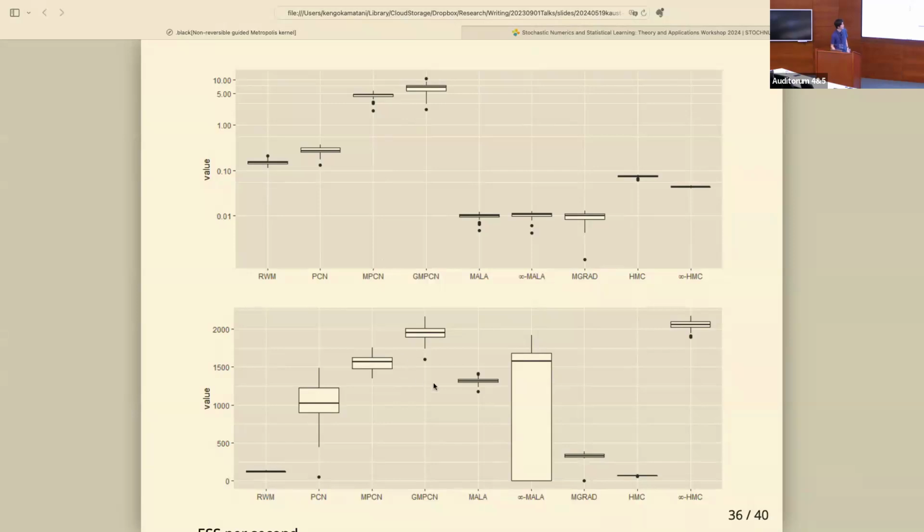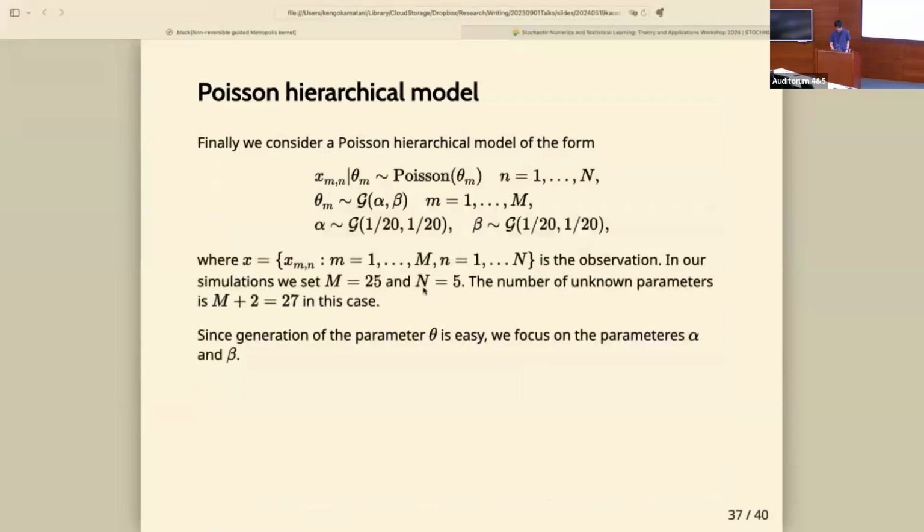And this is another example. In this case, sometimes the derivative-based method works well, but the non-reversible one is also nice. So what I want to say is that non-reversible methods are robust for many problems. Not just very nice, but very robust. And this is just an illustration. It's a Poisson hierarchical model illustration.